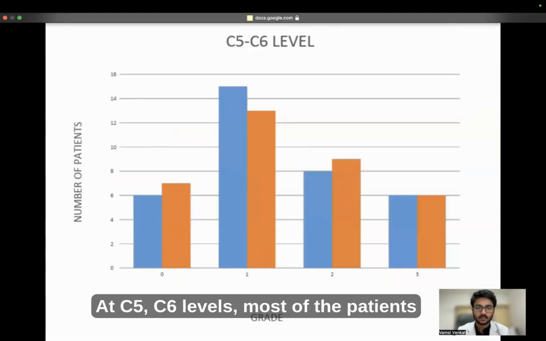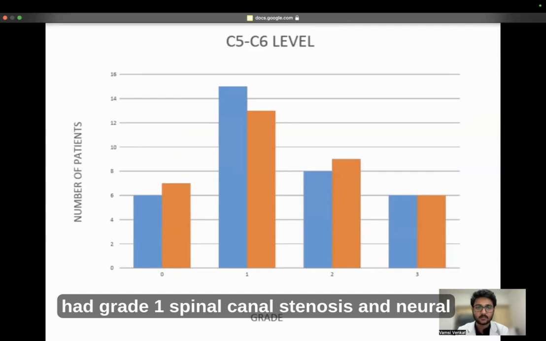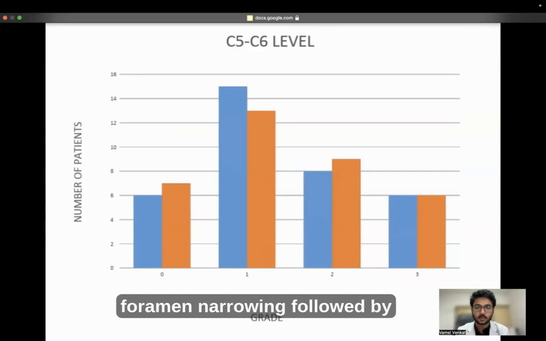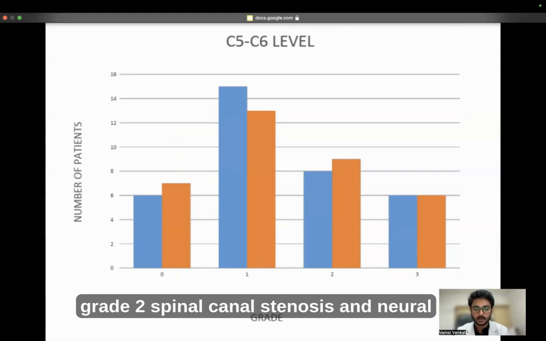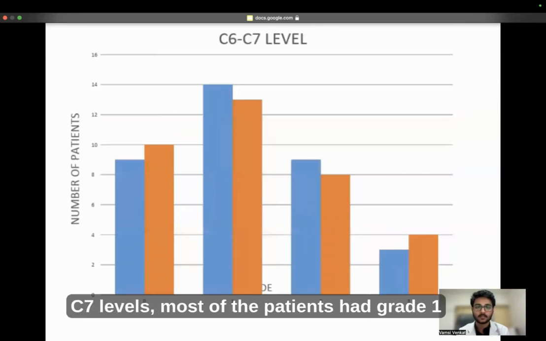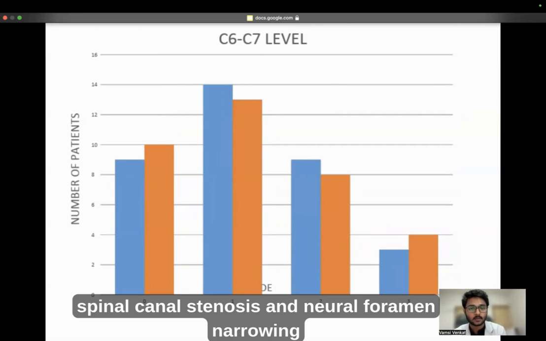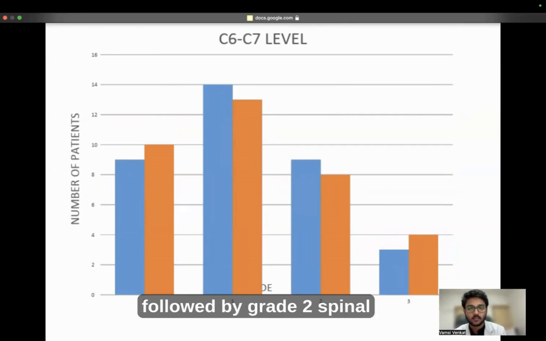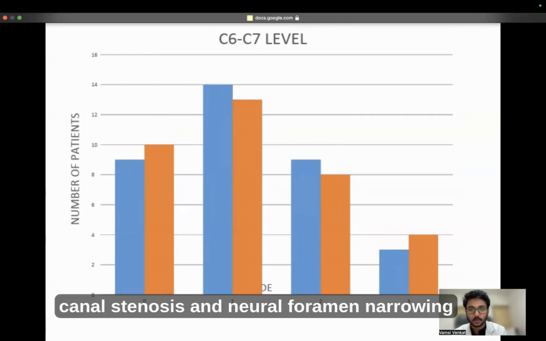At C5, C6 levels, most of the patients had grade 1 spinal canal stenosis and neural foramen narrowing, followed by grade 2 spinal canal stenosis and neural foramen narrowing. At C6, C7 levels, most of the patients had grade 1 spinal canal stenosis and neural foramen narrowing, followed by grade 2 spinal canal stenosis and neural foramen narrowing.